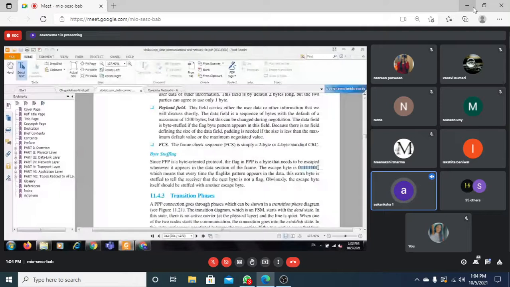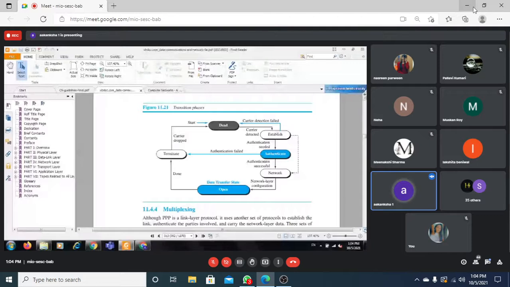Then we have transition phases. I'll just rush through this because we'll discuss it in the next chapter in detail. So you can see when the data link is clear, both the sides are not connected and there is no data transfer. Both the machines are in dead state. Then when the carrier is detected and some data bits and frames are being transmitted from one side, then the connection will be established, and there may be some authentication required because there may be some new user or new source connected to the link. Then you can do authentication, and if the authentication is successful, you can go to the network layer and send the data to the network layer. Then network layer configuration will be done and the data transfer will start. It will be in the open state.